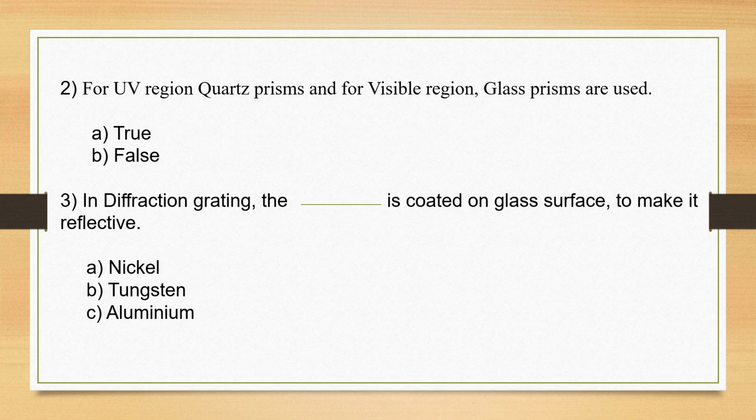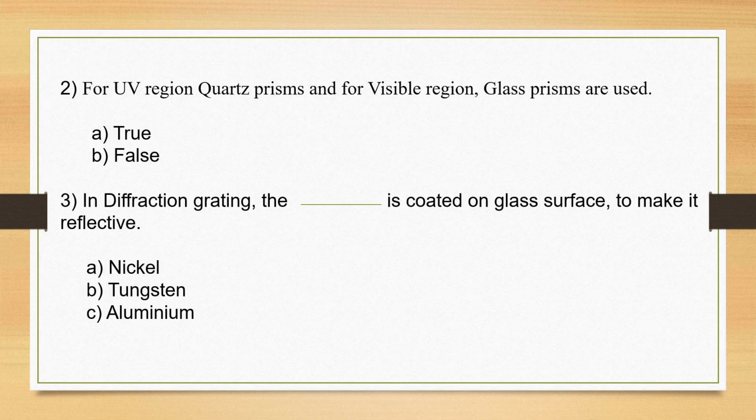Second question. For UV region quartz prisms and for visible region glass prisms are used. Is this statement true or false? This statement is true. For UV region, quartz prisms are used and for visible region, glass prisms are used.